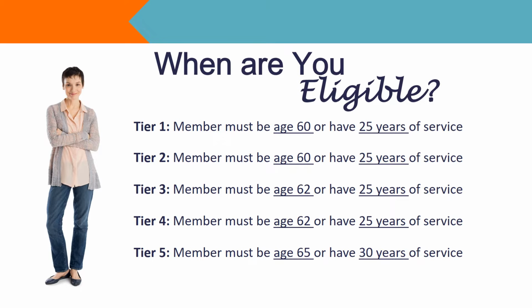So when are you eligible to retire? If you are a member in Tier 1 or Tier 2, you can retire when you reach the age of 60 or if you have at least 25 years of service. A member in Tier 3 or Tier 4, you can retire at the age of 62 or if you have at least 25 years of service. A Tier 5 member, you can retire at age 65 or if you have at least 30 years of service.